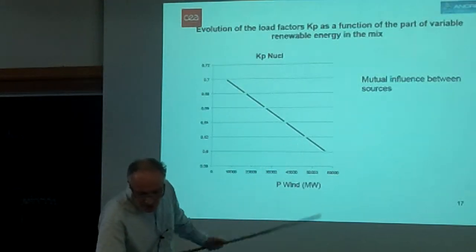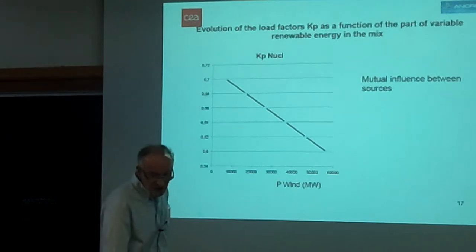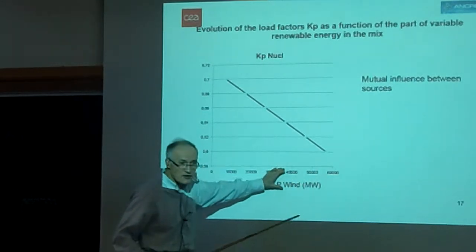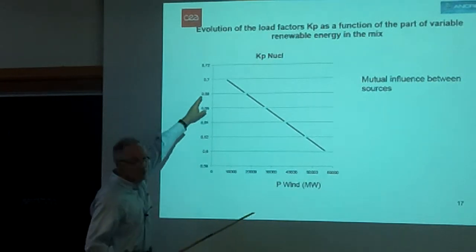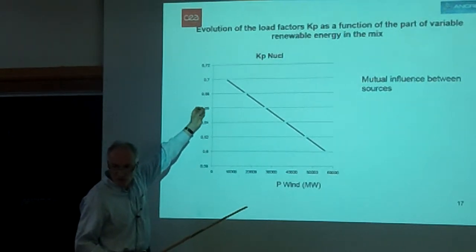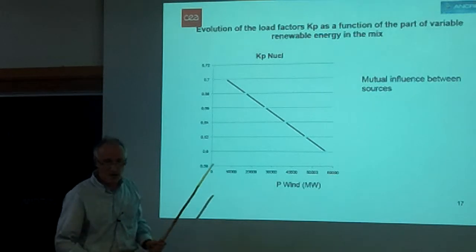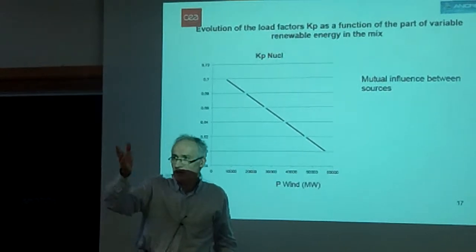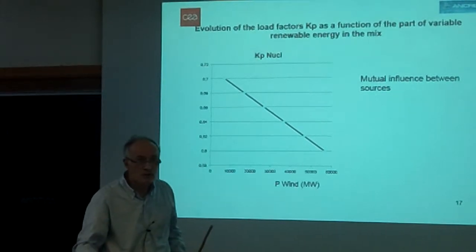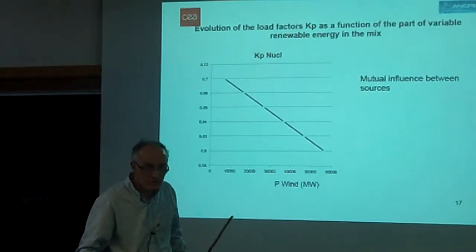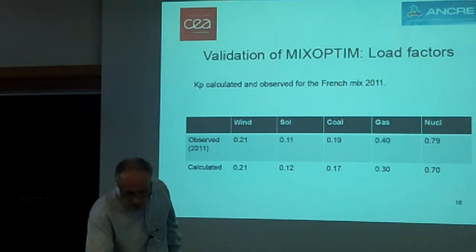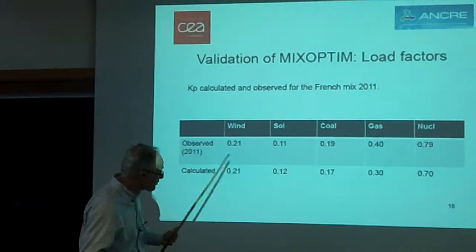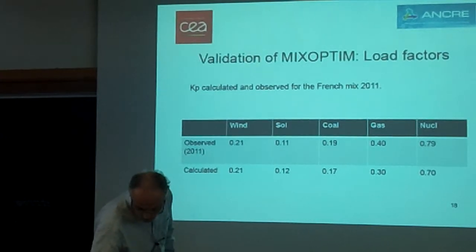We observe, of course, that there is a mutual influence of the load factors. If you increase, for instance, in the French mix, the amount of wind power, then you see the mobilization of the nuclear source decreasing, as Friedrich Wagner explained with his model the day before yesterday. We have validation of mix optimal against the load factors. Again, then you see it works.